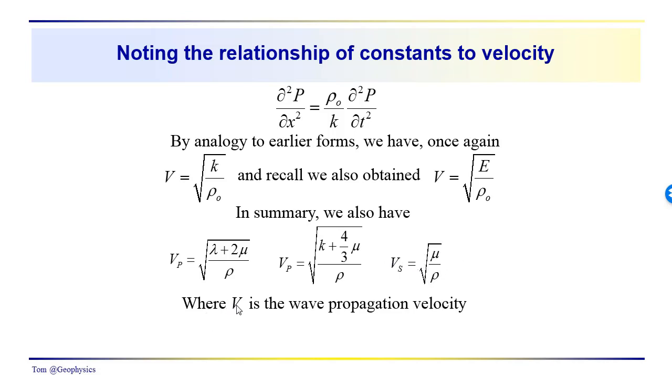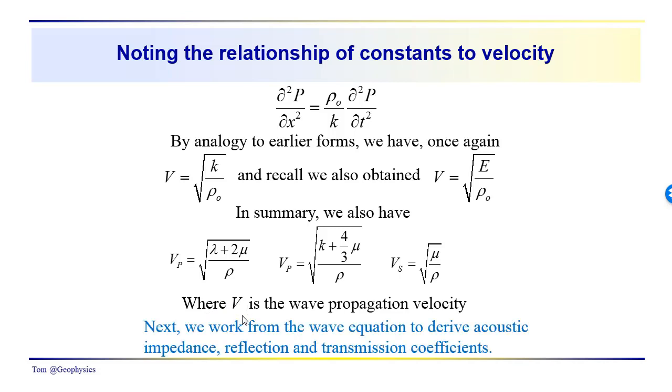So just to emphasize again that V is the wave propagation velocity. All this background work that we've done has really just been to emphasize that these different relationships fall out of the wave equation, and depending on what approach we're taking to solving the wave equation, we get these different constants. They're all velocities of one sort or another.